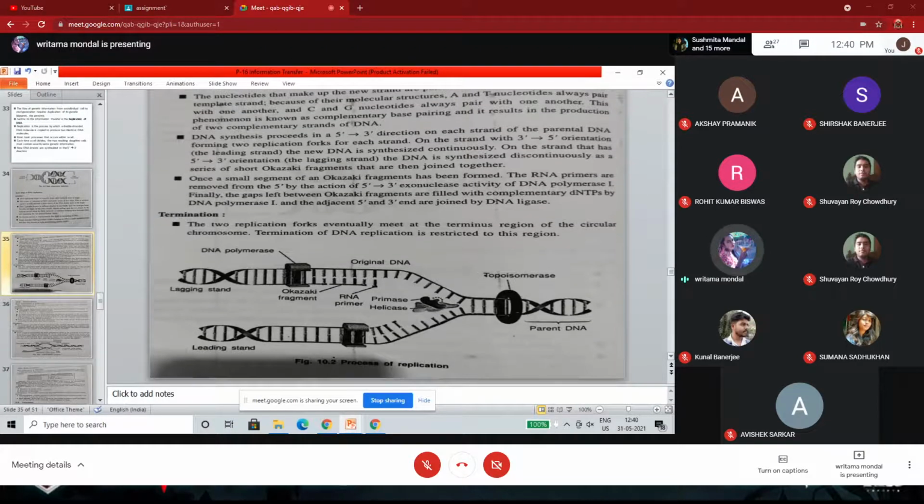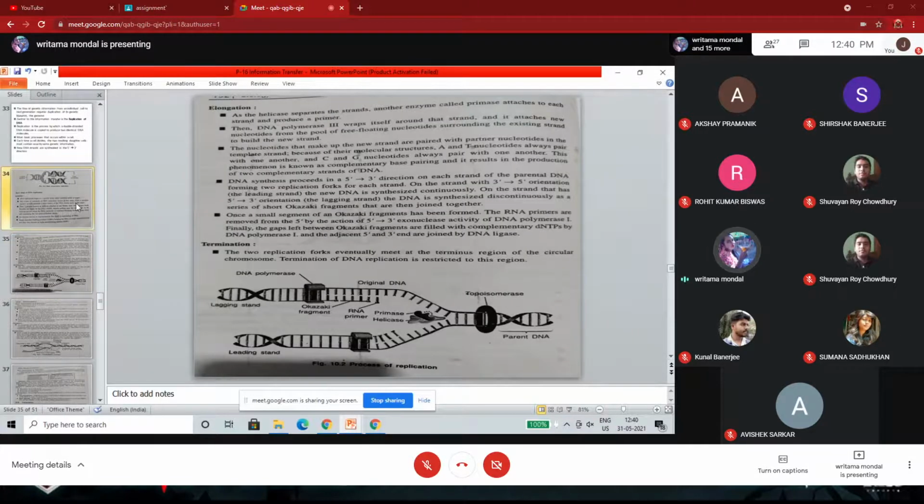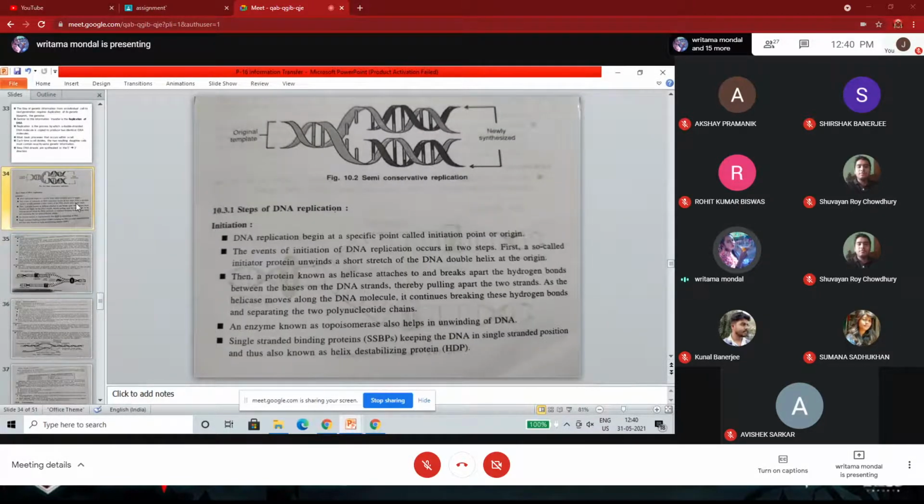So there is no need for more detail. Don't have to read all the mechanisms, a question like 'write about DNA replication' will not come, because MCQ type questions will come. So for 2 marks questions, I'll give suggestions.